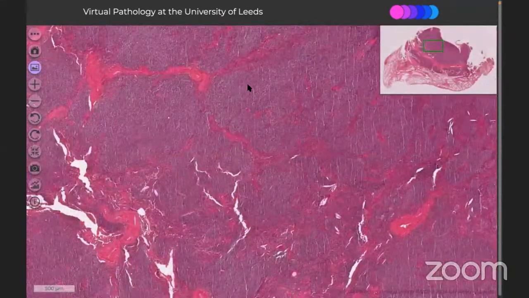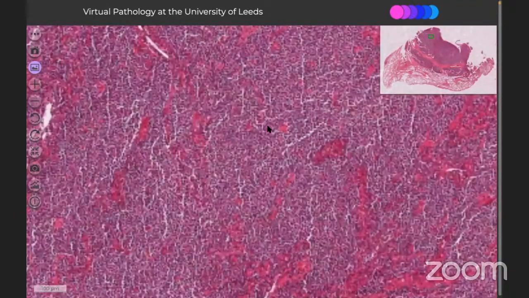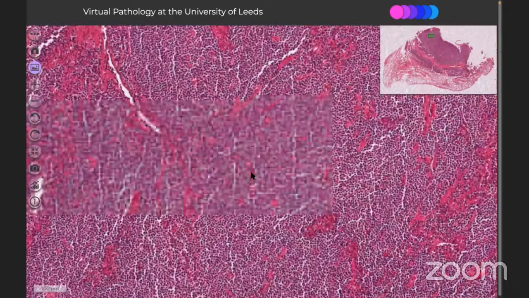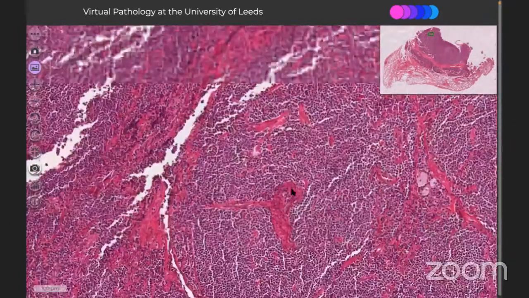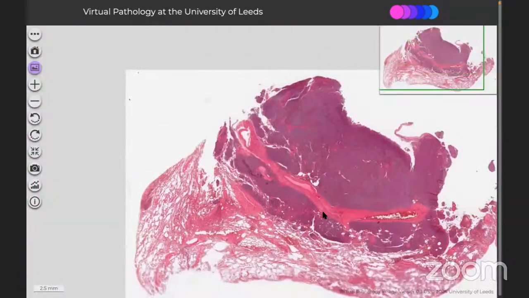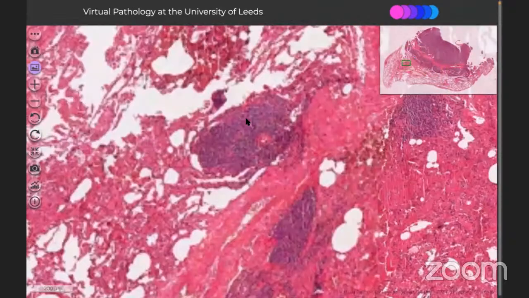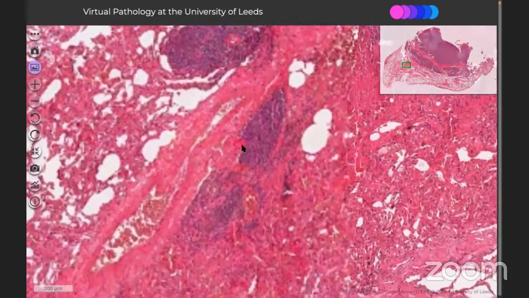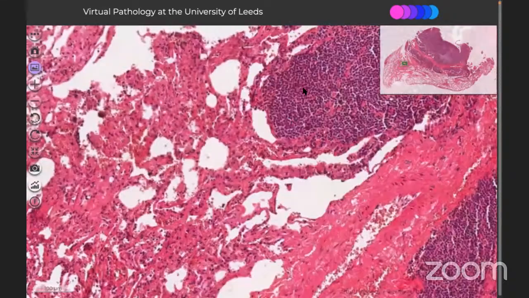Okay, so this is a monomorphic, very low grade lymphoid neoplasm. And this is quite a significant area of involvement in the pulmonary parenchyma. Okay. And if you move on to the periphery, there are also areas where the lymphoid cells have spilled over to the adjacent alveoli.